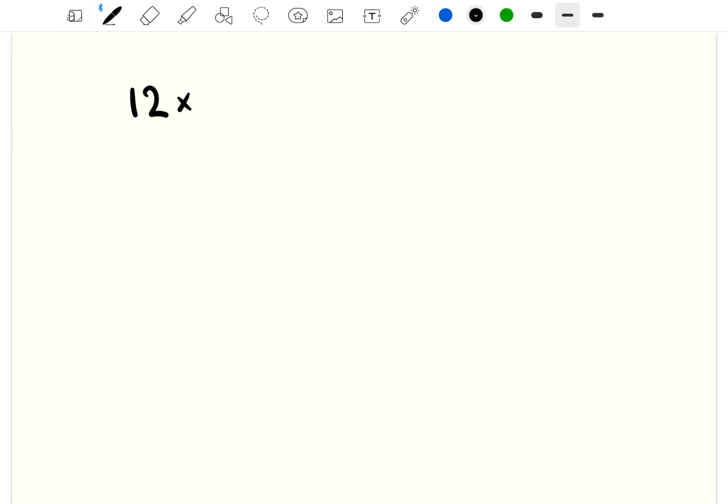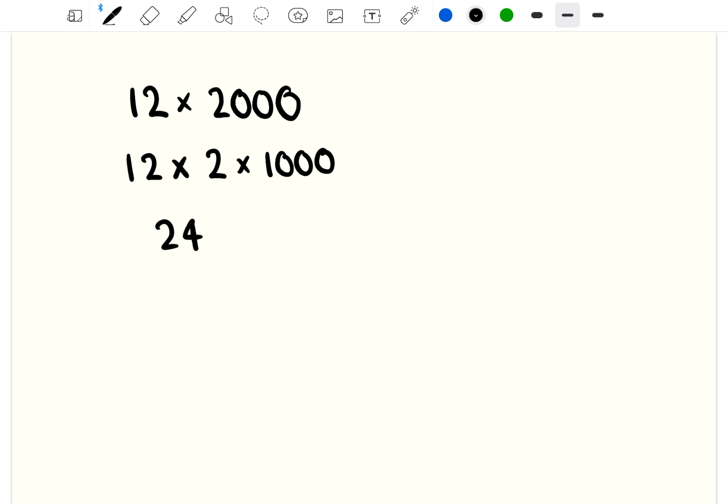12 times 2,000. Okay, can we break up 2,000? 2,000 is a multiple of 10, so let's see if we can make this more simple. Let's rewrite it. 12 times, instead of 2,000, I know that 2,000 is just 2 lots of 1,000. So I can write 2 times 1,000. And now this makes it much easier. 12 times 2 is 24. I still need to multiply by 1,000.